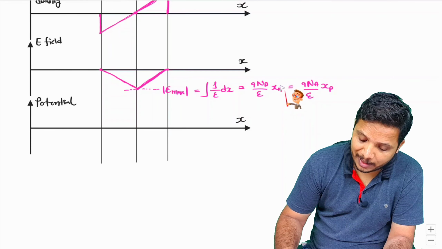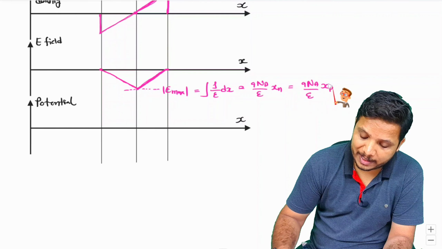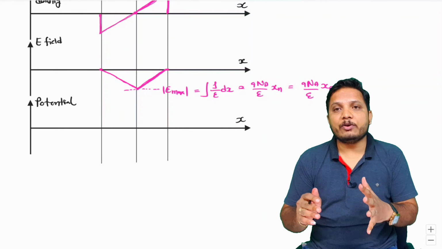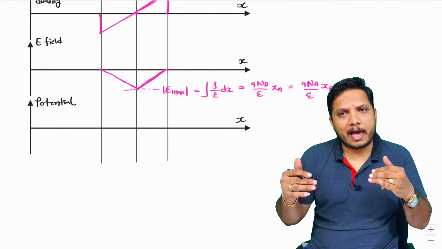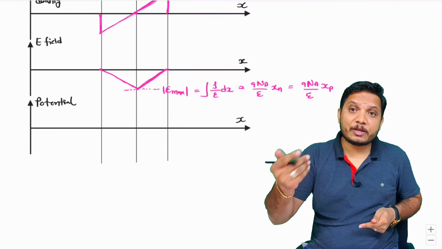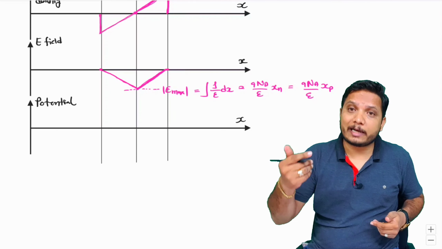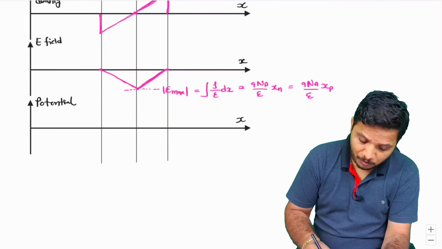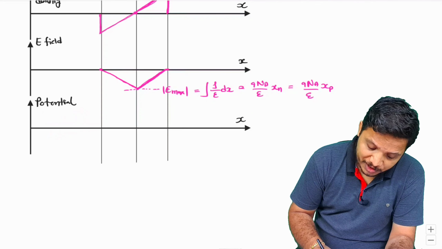Now in the next video I'll explain how we can calculate xn and xp. In this video, just consider that we can have Emax based on xn and xp. In the next video I'll explain how to calculate xn and how to calculate xp. Now the next parameter is potential.